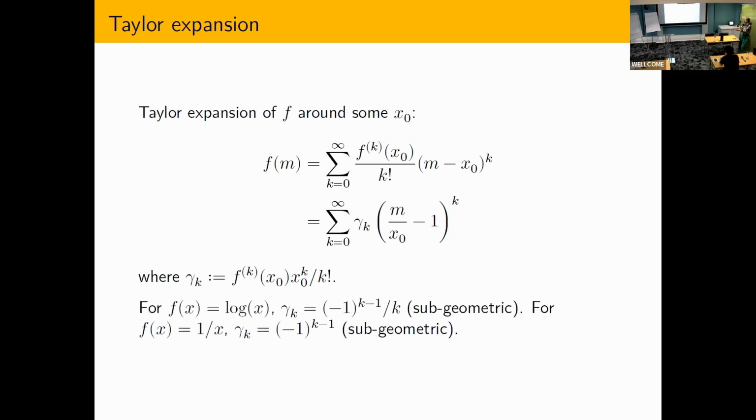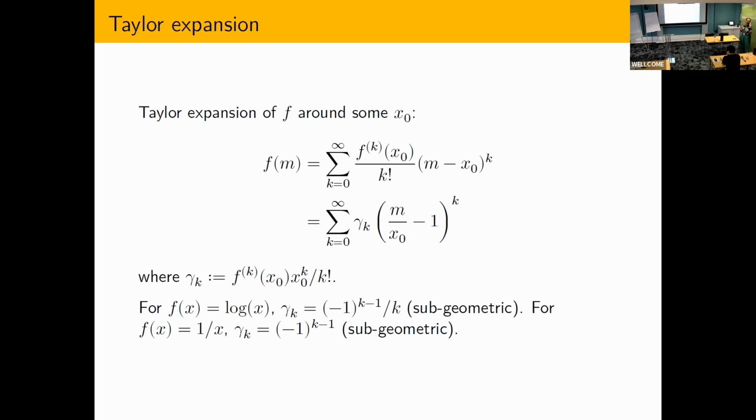The reason why we write it like that is because if we look at the log or the reciprocal, these gammas have this expression and they are bounded. They don't depend on M and they have a subgeometric decay. The subgeometric here is crucial because, for example, another function of interest that has been studied a lot is the exponential. The exponential does not have subgeometric decay. So what I'm going to say actually does not apply to the exponential.